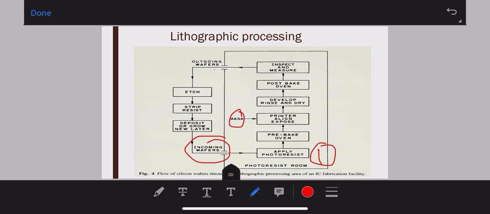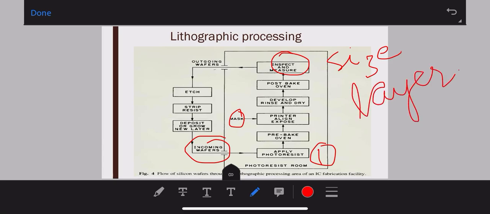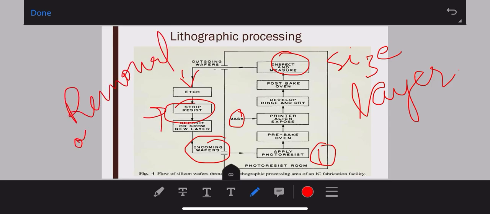Basically pre-bake and post bake are done so that your photoresist can easily be retained on your substrate and will not be removed. Then we will inspect and measure the size, like how many micrometers or nanometers of your layer you want. Then your outgoing wafer will be etched, and then strip resist means removal of the extra resist.